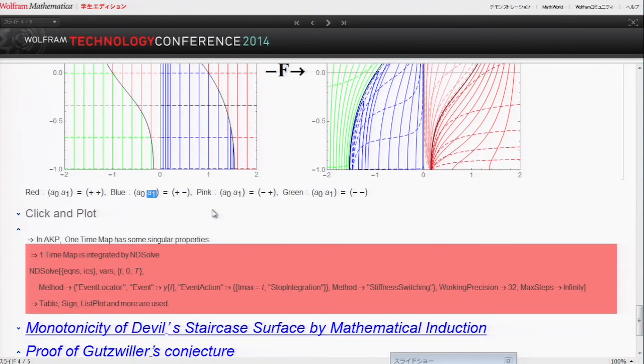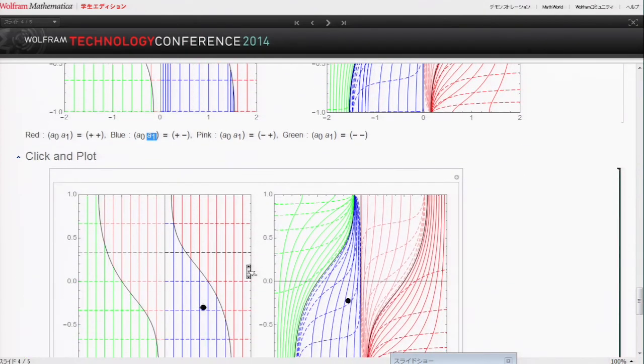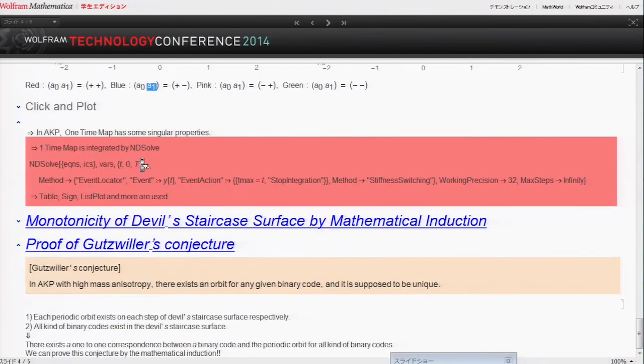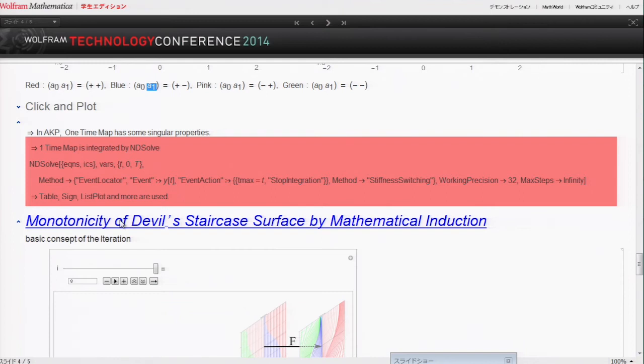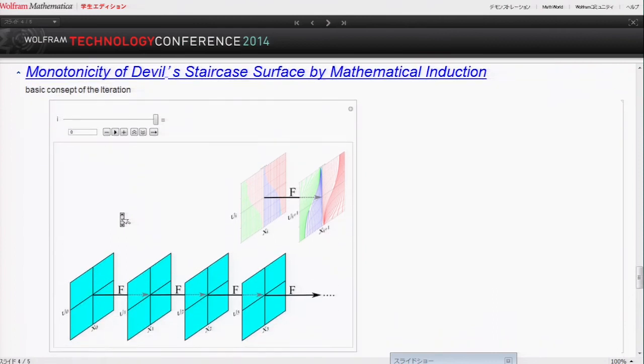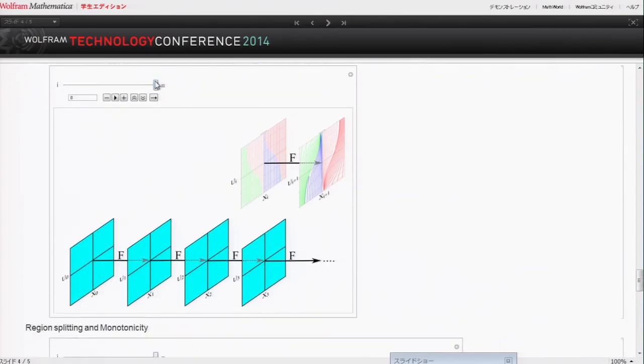So, for example, if I select this position, the orbit arrived at this point from here to here. So, with the use of this one-time map, we can explain the monotonicity of the Debye staircase surface and the structure itself.